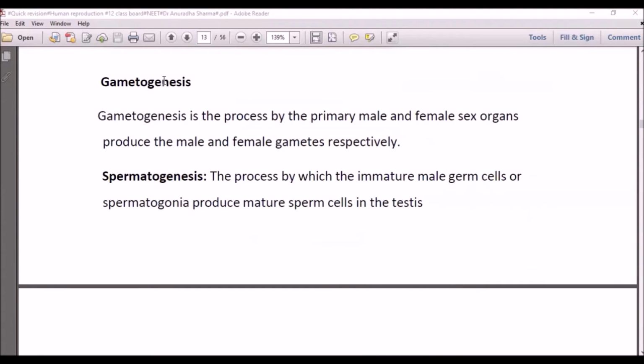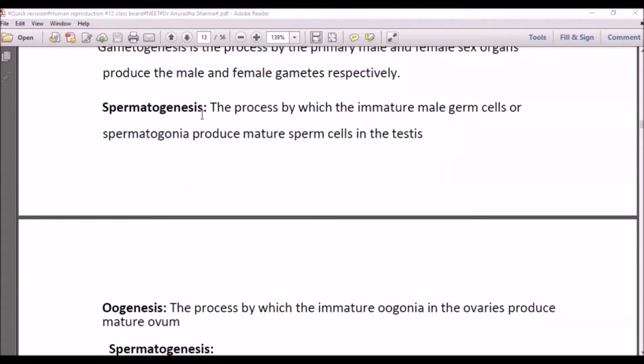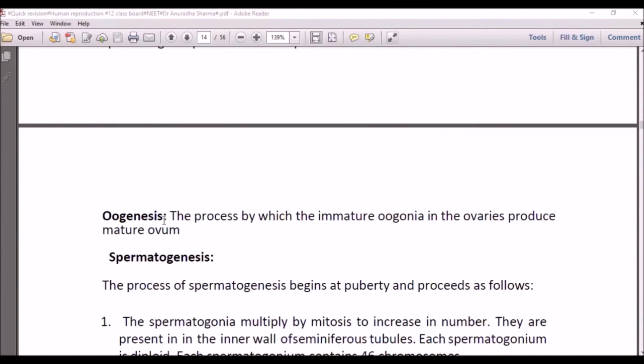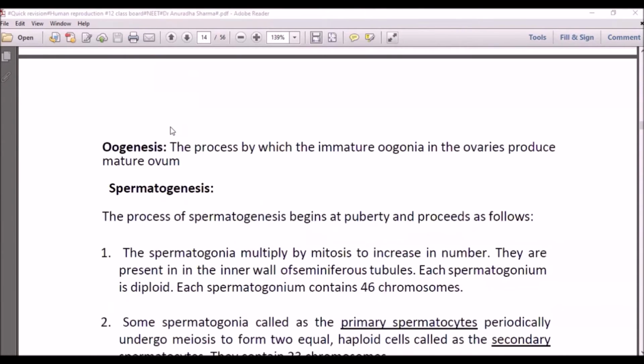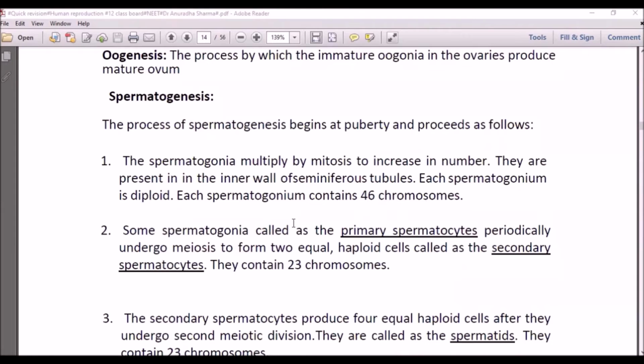Now we should know what gametogenesis is. Gametogenesis, as I have already discussed, is the process of formation of gametes, and it may be female or male, both the gametes. It is a process by which the primary male and female sex organs produce gametes respectively. In male, the formation of gametes is known as spermatogenesis, and in female, it is known as oogenesis. So in female it is the formation of ovum, and in male, the formation of sperm. First we will study spermatogenesis.